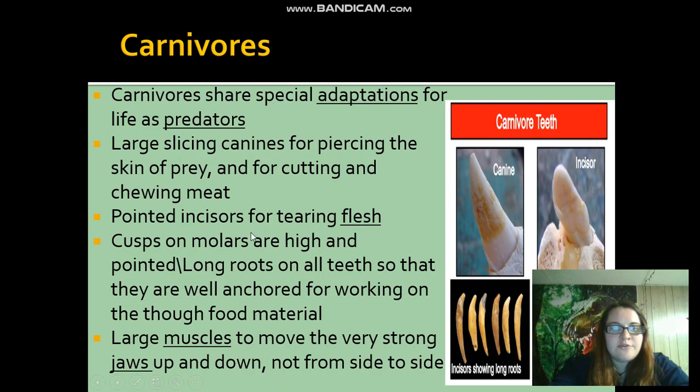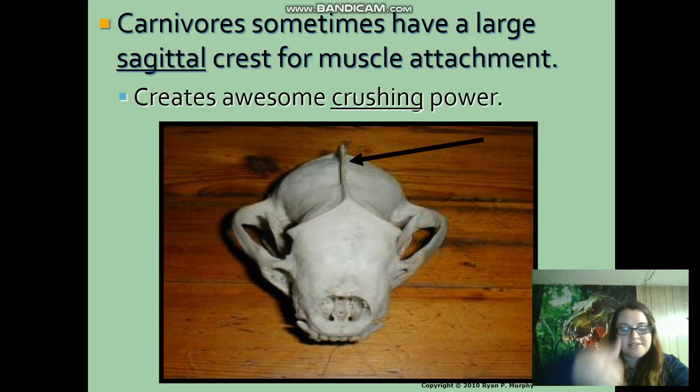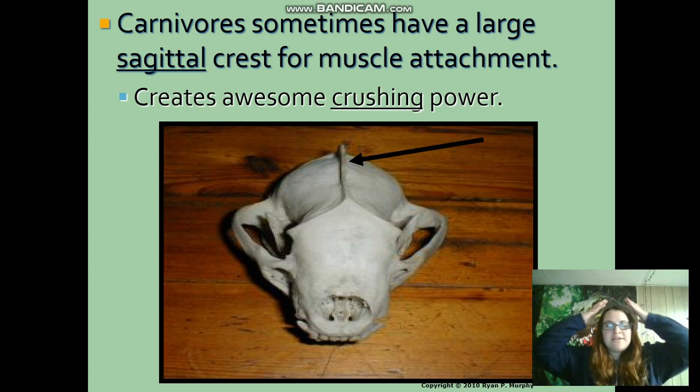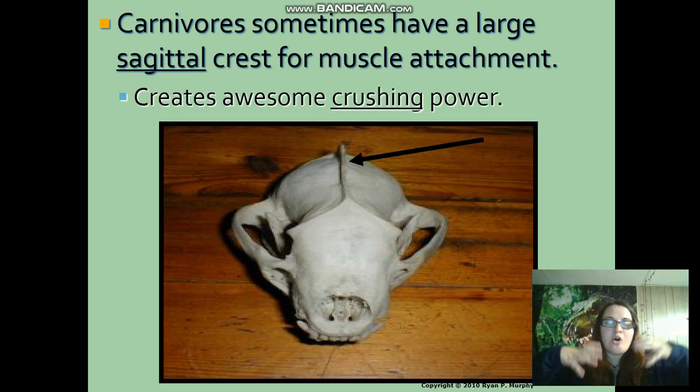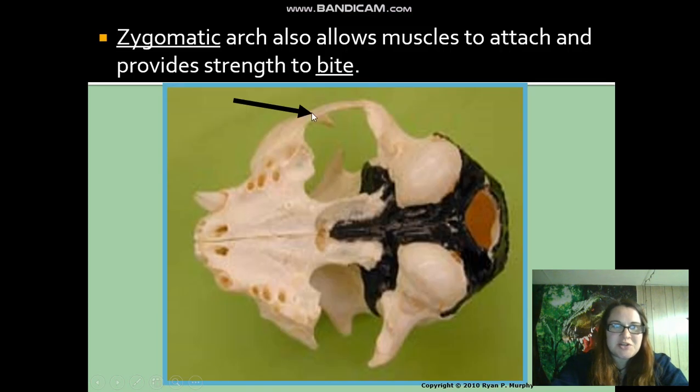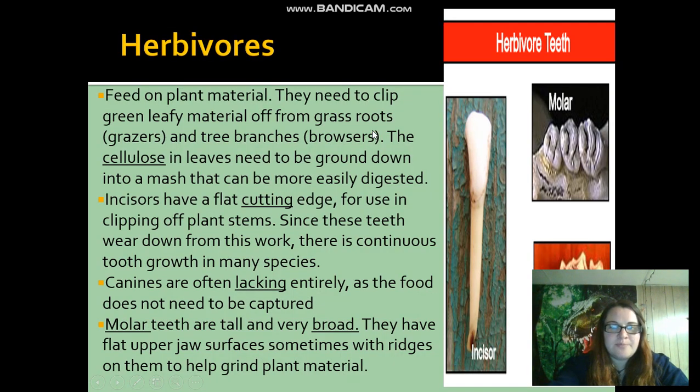Okay. So carnivores are going to have these large, sharp teeth, and they're going to need large, strong muscles to allow them to grab onto their prey. So they have what's called a sagittal crest, which these muscles connect up to, to help control their bite and make it more powerful. And then that also connects to the zygomatic arch, which is over here, which you can see in this picture. And that, again, is to help them provide that hard bite.